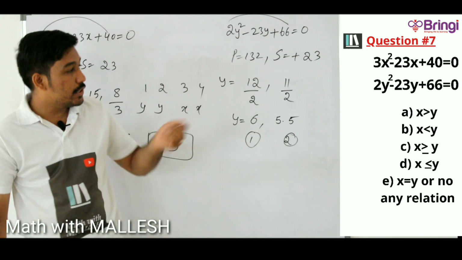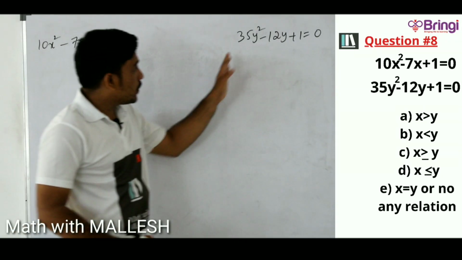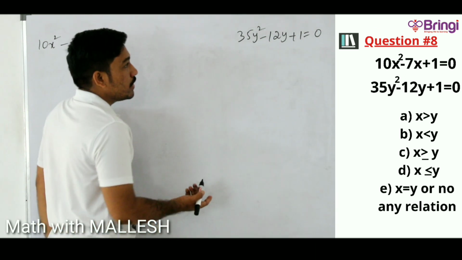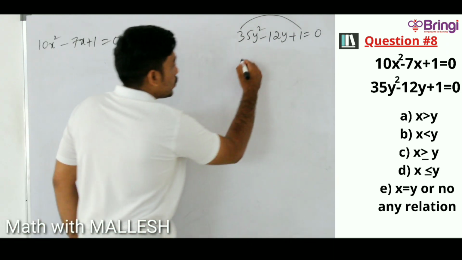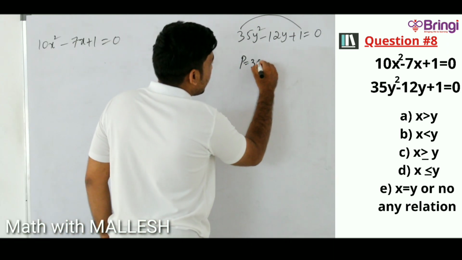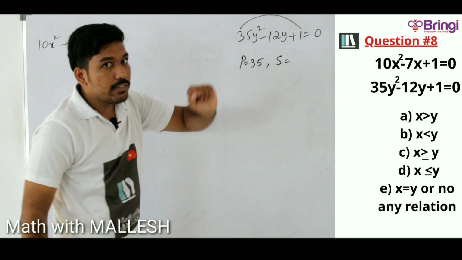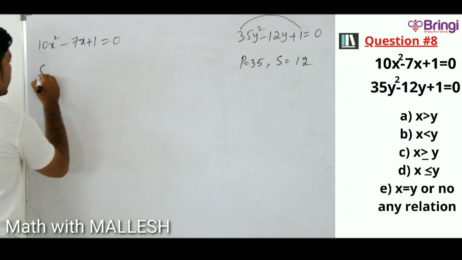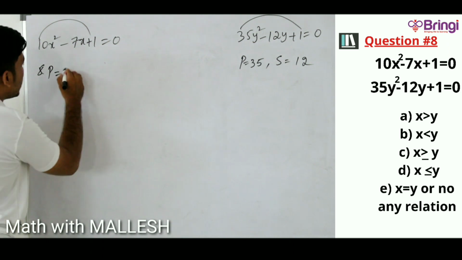Each question we are going to discuss with each option. And moving on to x square minus 7x plus 10, and here y square minus 12y plus 35 is equal to 0. See, first 35: 5 sevens are 35, so product value is 35. And sum is equal to how much? Here negative 12 is there. What do we have to take? Positive 12. And here product is equal to 10: 1 tens are 10.